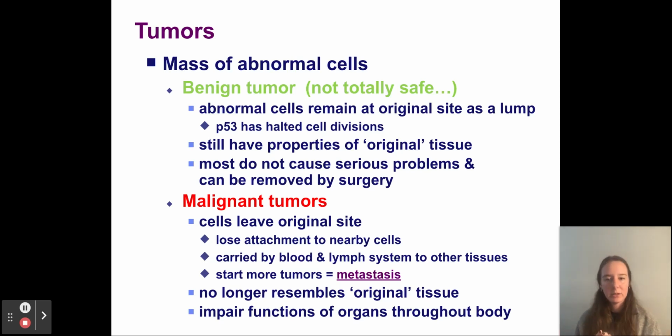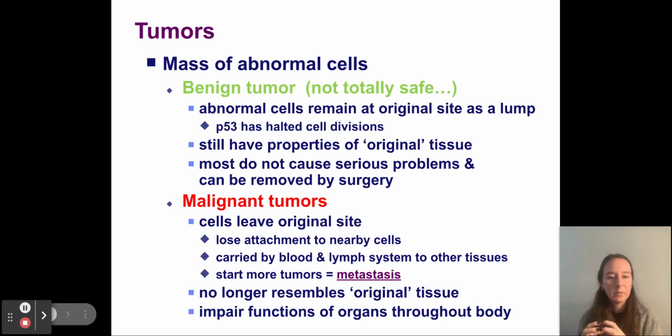But malignant tumors can leave their original site. They move somewhere else. They lose attachments to the nearby cells, so they don't just stay in one place. They start moving around. They get carried to other tissues and start more tumors. So the movement of cancer cells to another place where another tumor starts is called metastasis. The tissue around the tumor doesn't resemble the original tissue.